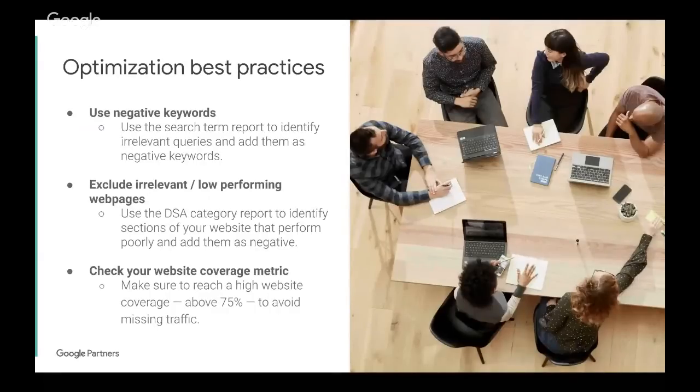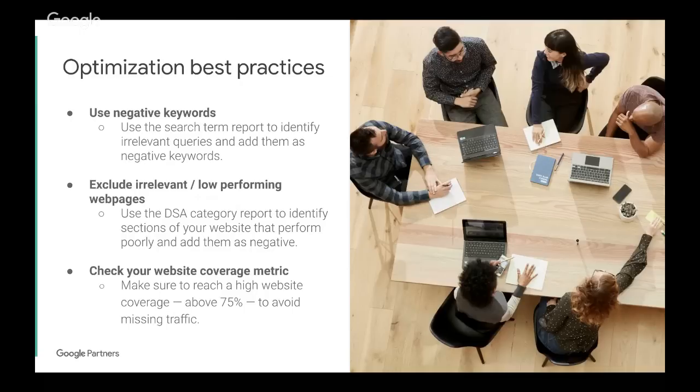So some of the optimization best practices is using negative keywords. So using the search term report to identify irrelevant queries and then add them as negative keywords. A bit the same as I was mentioning earlier. DSA is trying to crawl your page. If you're not setting any restrictions to it, it will just send traffic to all of the pages within your website. So monitoring which type of queries are sending which type of traffic, and then excluding them or adding them as negative keywords is really crucial. Otherwise, you'll just send some redundant traffic to your website that's not going to drive any extra value.